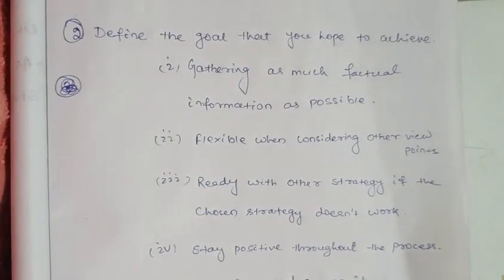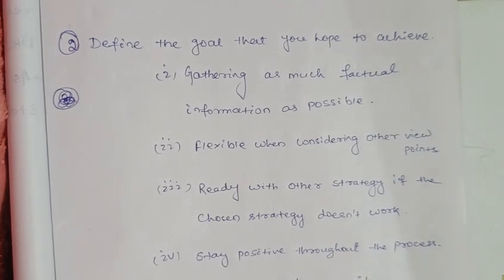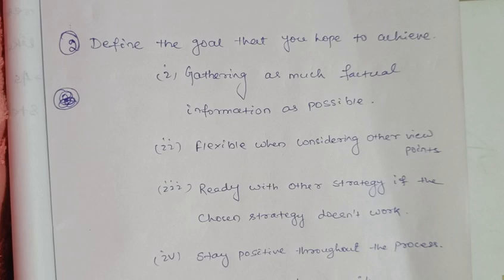Second thing, define the goal that you hope to achieve. So I have to define my own goal. What is my goal? My goal is to solve the problem, to solve the conflict inside my company. So accordingly I have to work. First I have to define my goal. If I am not defining my aim at this time, then I cannot solve it. Suppose my aim is to solve this problem and to run my company smoothly. So at this point I have to define what I have to do.